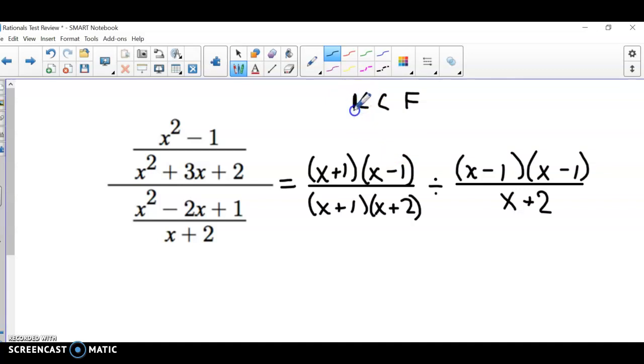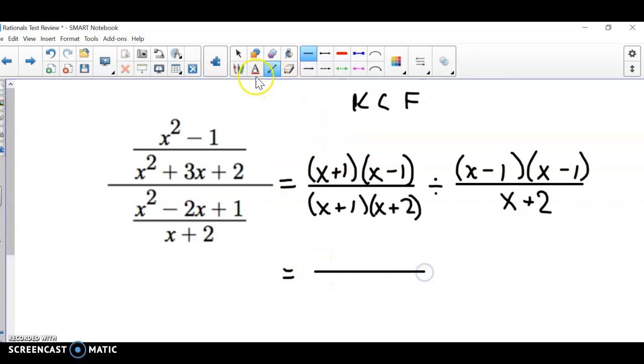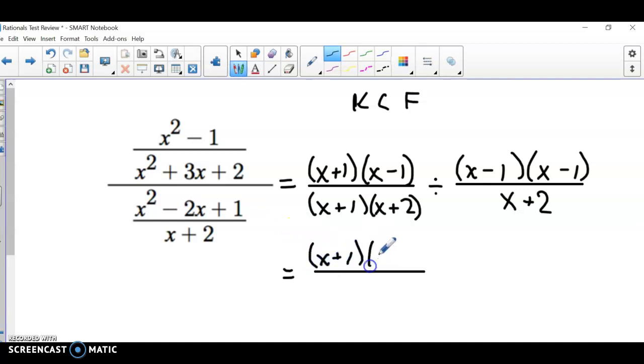Keep, change, flip. So I'm going to keep the first one. So let's write this back out. I'm going to write out keeping it, x plus 1, x minus 1 over x plus 1, x plus 2. Change my symbol from division to multiplication, and I'm going to flip the second one here.